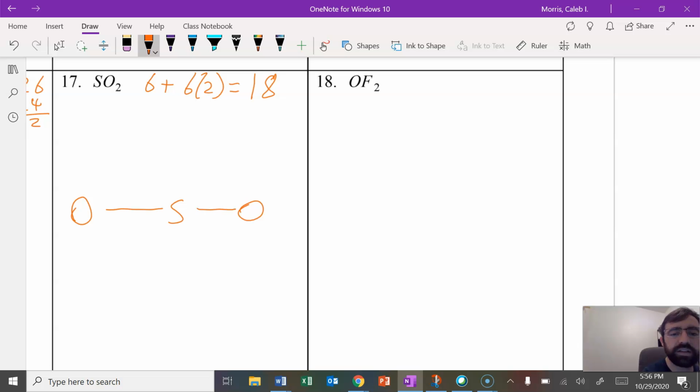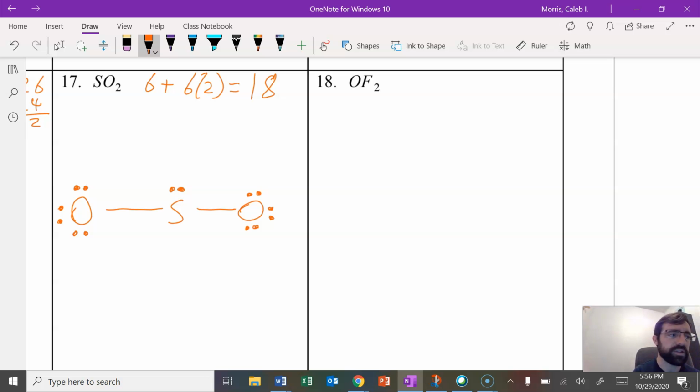So that's our skeleton after connecting with lines. Now let's make the outsiders happy. 2, 4, 6, 8, 10, 12, 14, 16, and then we have 1 extra pair. We have 2 more. So to get to 18, you put that last pair of electrons on the central atom.